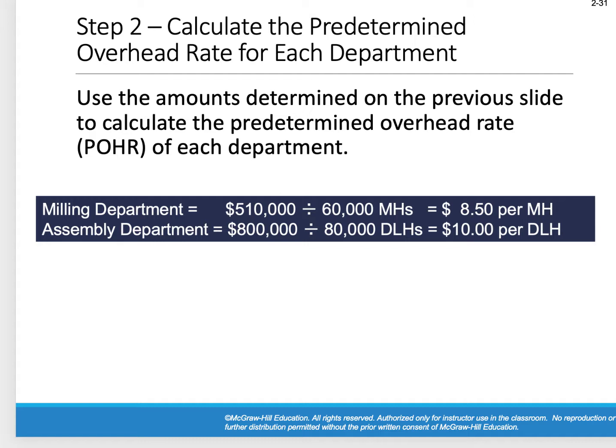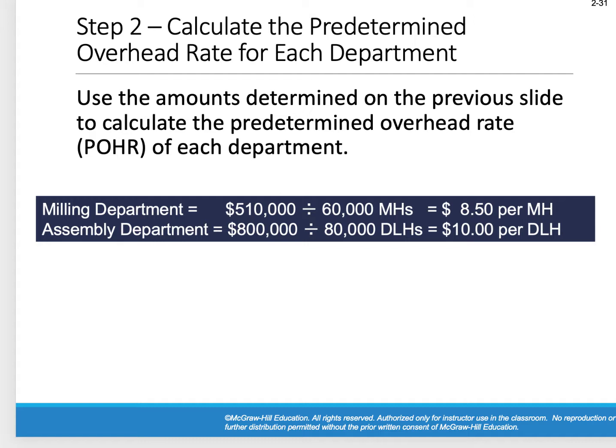We just divide, right? So for the milling department, we take the total estimated manufacturing overhead costs of $510,000 and divide it by the estimated cost driver, which is 60,000 machine hours. That means that in the milling department, we're going to apply overhead of $8.50 per machine hour.